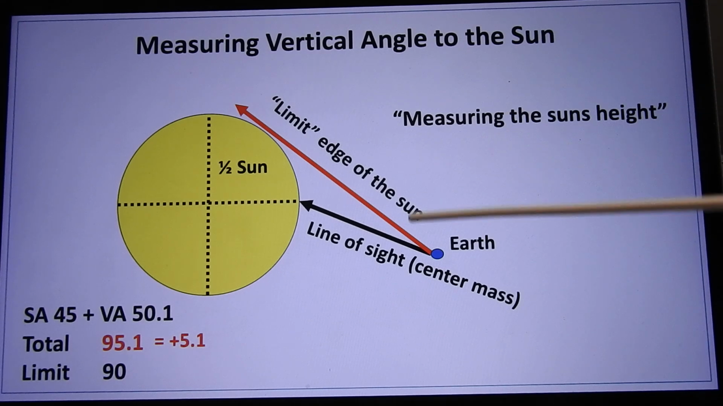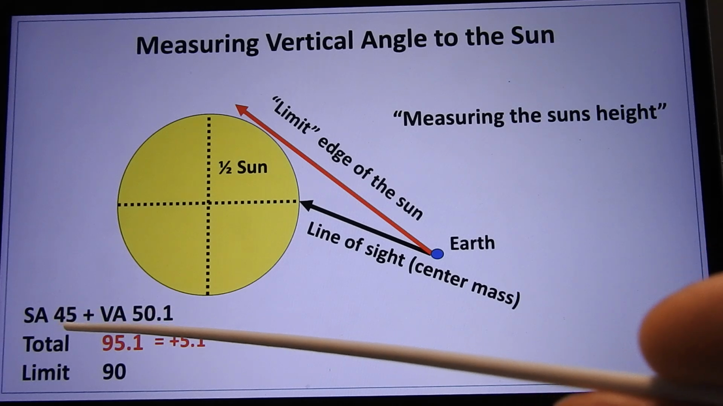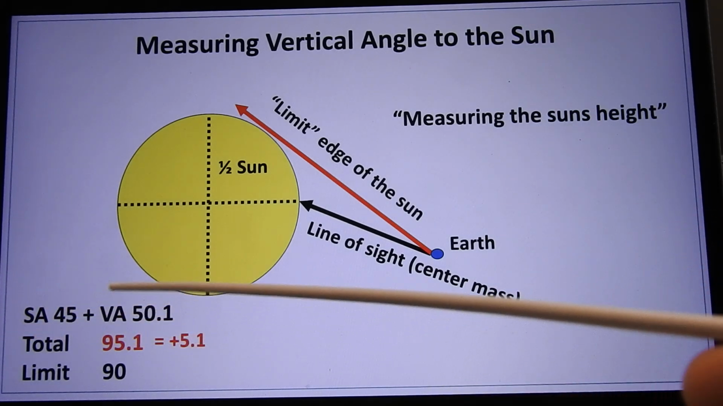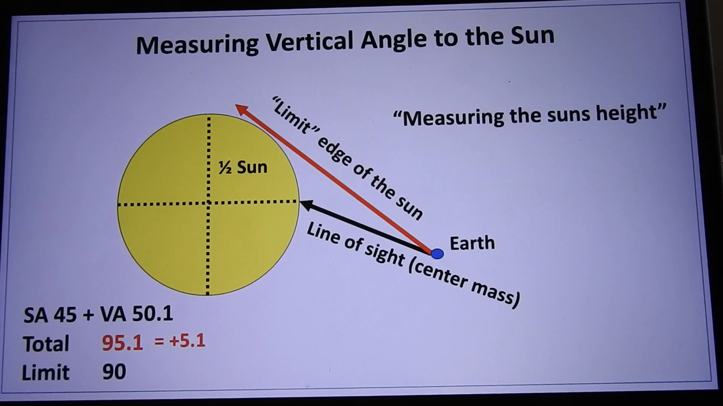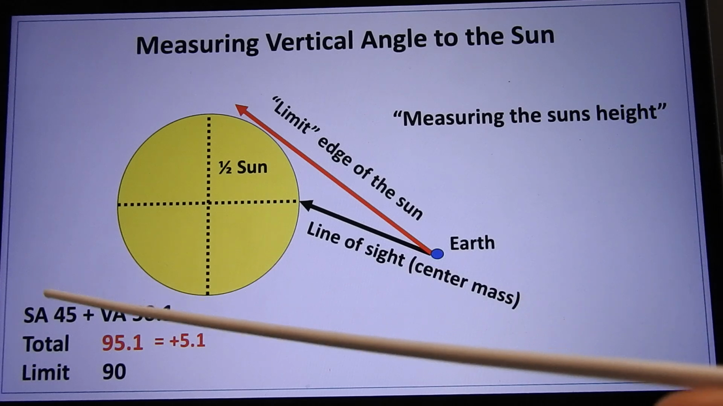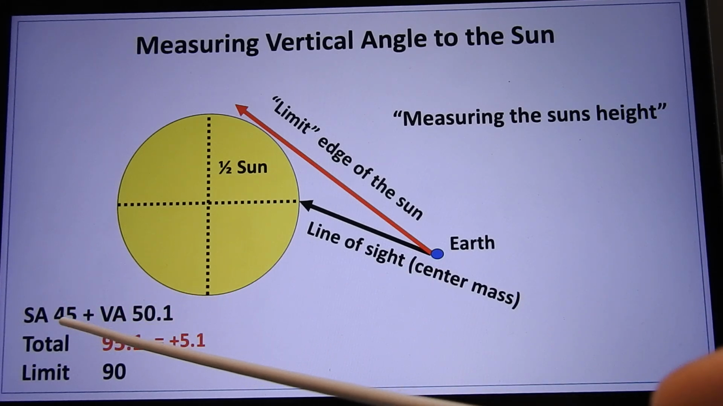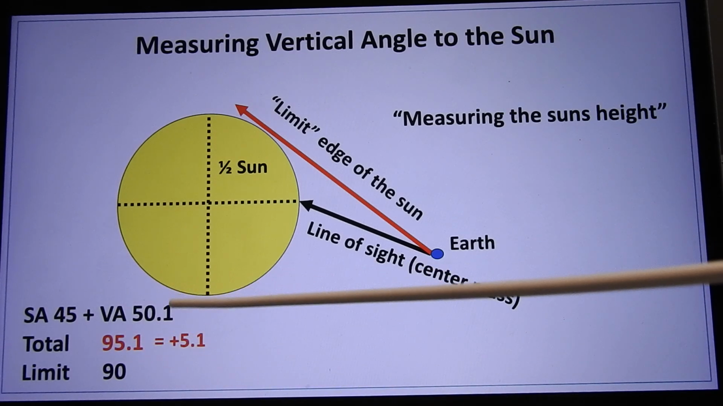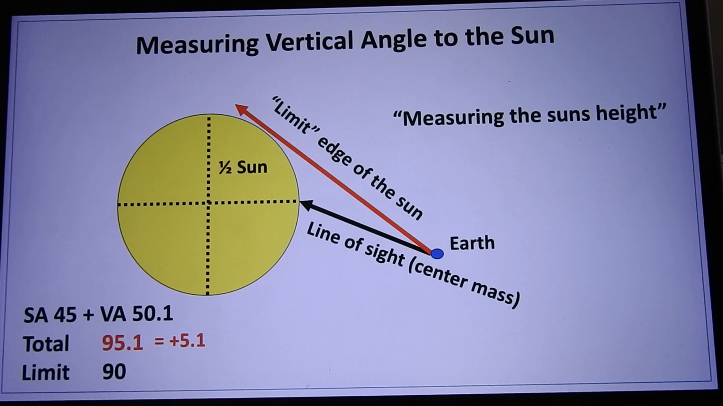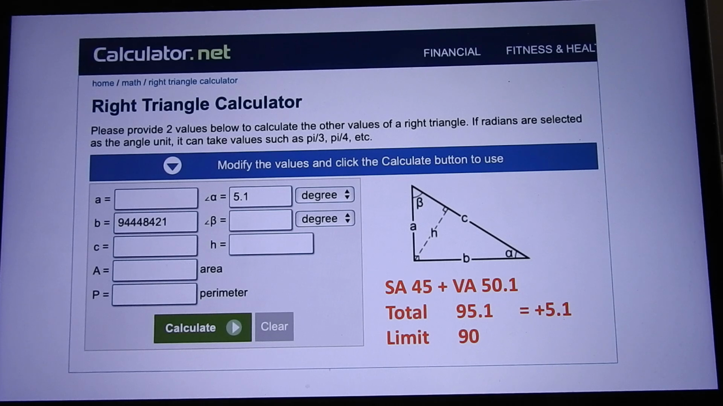So if we're doing the 45-degree sector test, our surface angle or observer angle is over here at 45 degrees. And in this example, if we have a 50.1 degree vertical angle measurement to the center mass of the sun, all we're simply doing is adding these two numbers together. We have to include that surface angle and the vertical angle. Adding them, we get 95.1, or 5.1 over the limit of 90 degrees. Why? Because the sun is always 90 degrees in the tropics. Yeah, that's a huge problem. Knowing that limit is very important. And this is how we can test the heliocentric model to see if it's actually correct.